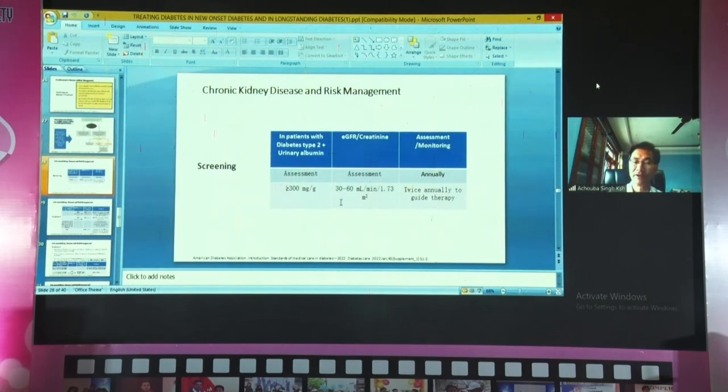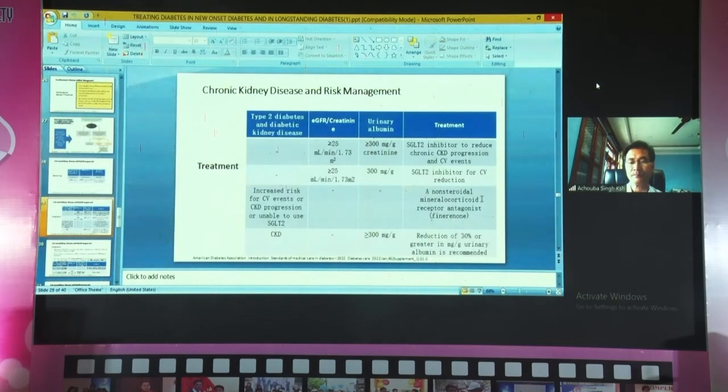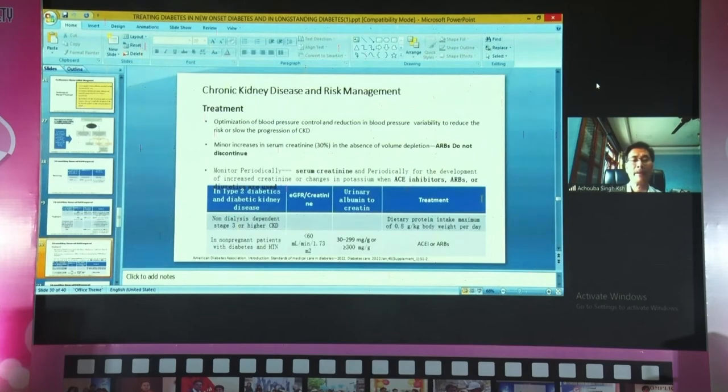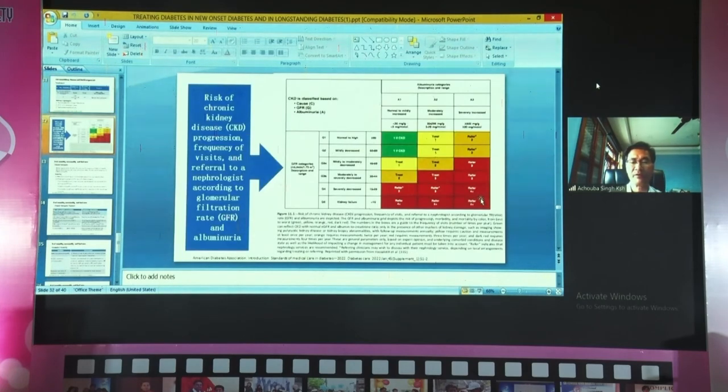Then kidney disease and risk management. All of us know that creatinine clearance or albuminuria has to be assessed annually. SGLT2 inhibitors are better, and in chronic kidney disease we have to refer to a nephrologist in terms of the grading of albuminuria or the presence of CKD staging.